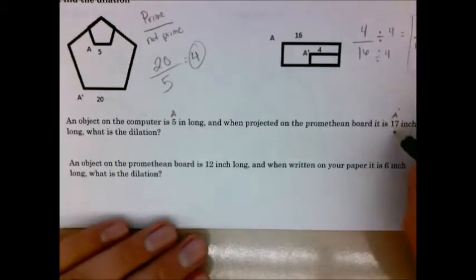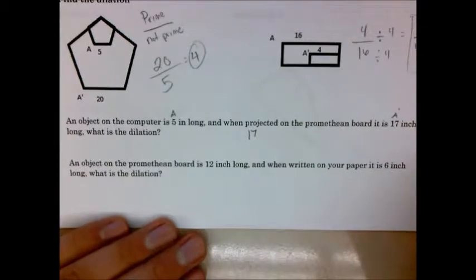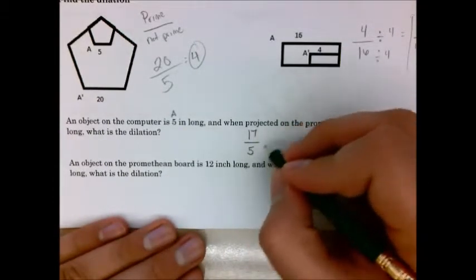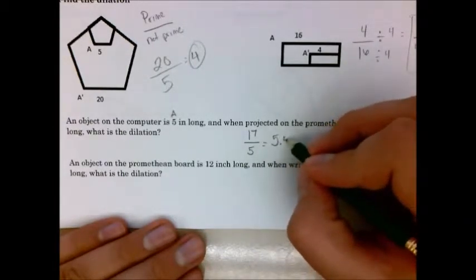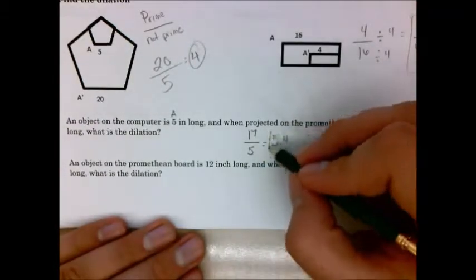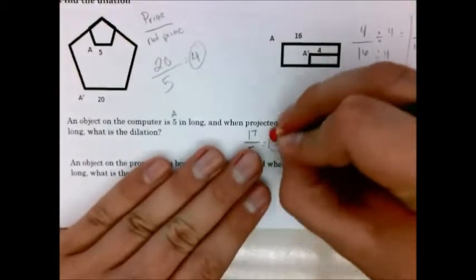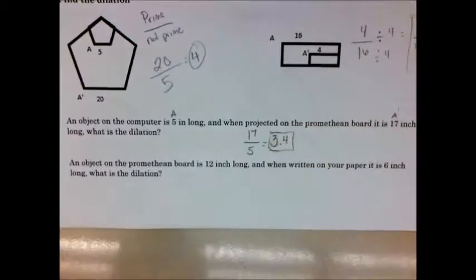Okay, so what you'd have to do is you take the second number. So when you have these word problems, always take the second number and divide it by the first number. Okay, so 17 divided by 5 ends up being 3.4. Okay, so the dilation here is 3.4, my bad. It should be 3.4. 3.4.